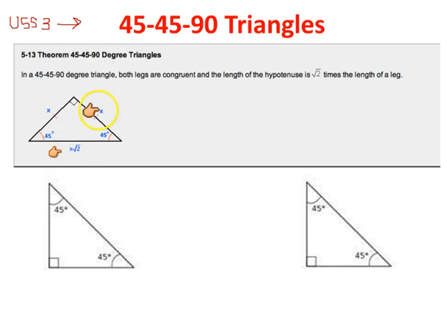That pattern will be that the length of the hypotenuse is going to be radical 2 times the length of the leg. So if we know the length of one of our legs, we know that the hypotenuse will be that length times radical 2. So let's do an example here.